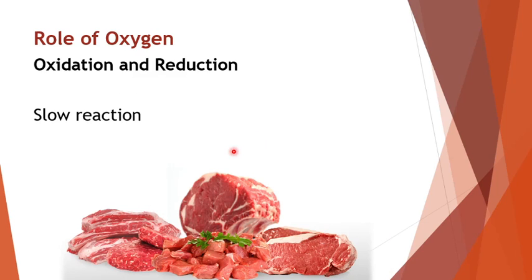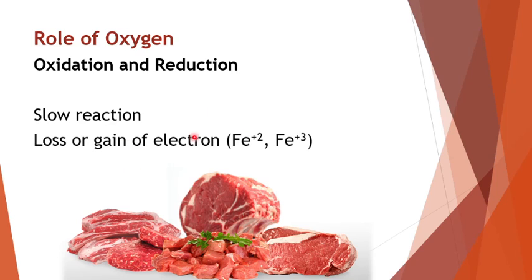Of course, oxidation and reduction are also caused by oxygen, which is a slower reaction compared to oxygenation. And we have already discussed that in that chart. The loss or gain of electron. It's in the blood, the blood pigment, which creates a difference in colors. Remember, our blood has iron.